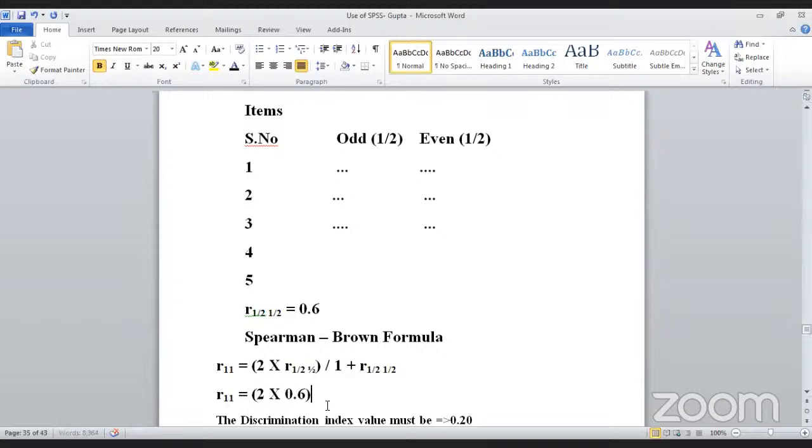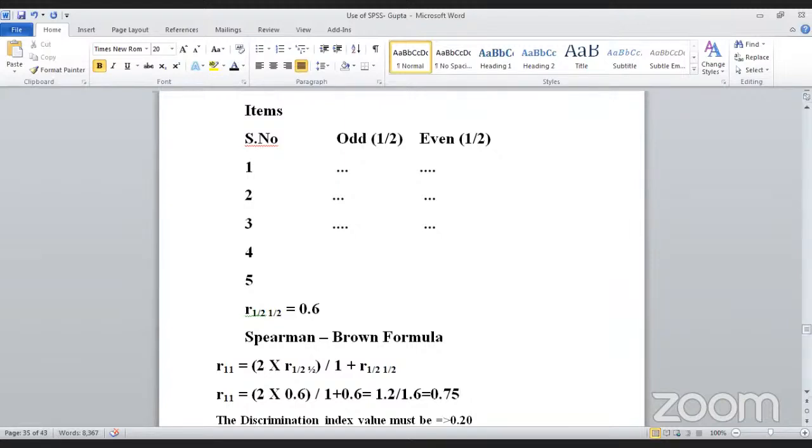And this is divided by 1 plus 0.6. Now, if you see this, 2 multiplied with 0.6 is 1.2 divided by 1.6. And this will be equal to 0.75. So this is how you have to calculate the reliability for the complete tool.